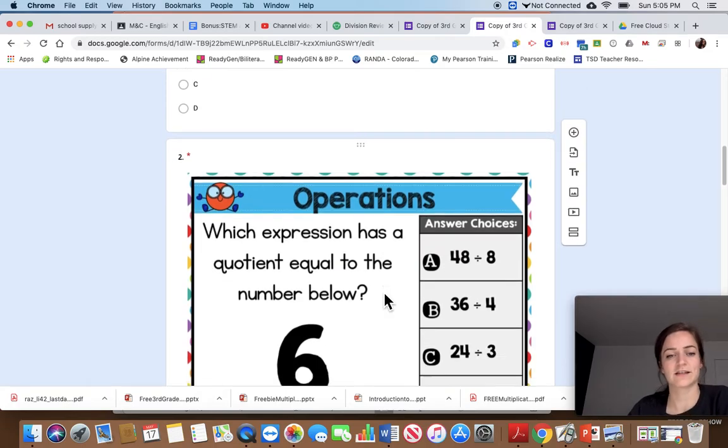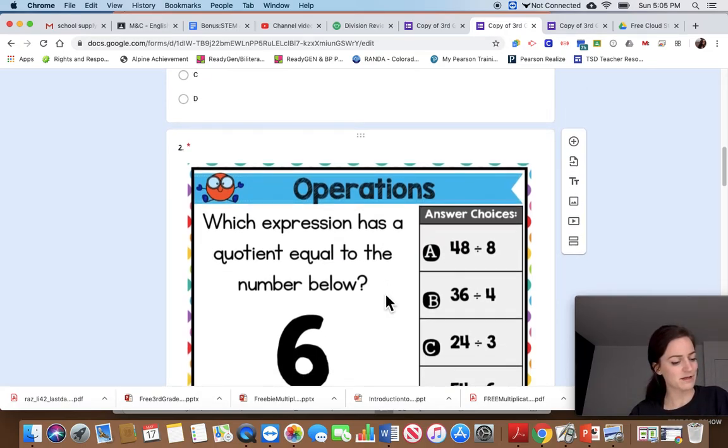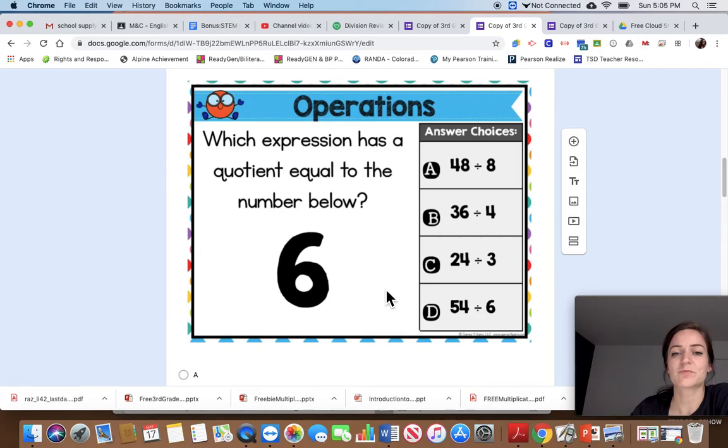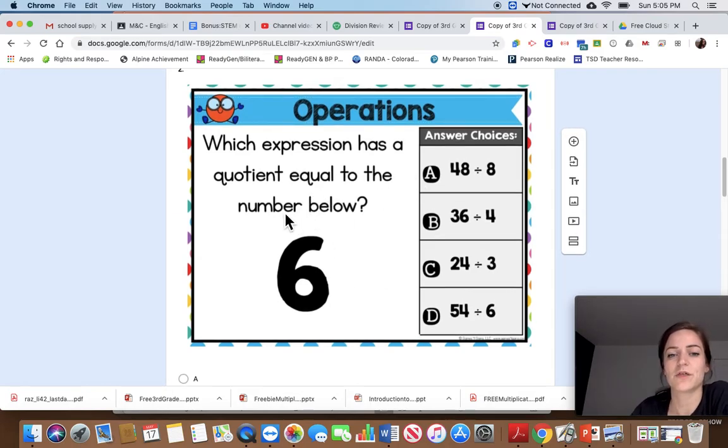Okay, let's look at the next one. Check how much time I have. Okay, we're only about halfway. Which expression has a quotient equal to the number below? So quotient is the answer when you're dividing. That was a long time ago that we talked about that. Which one of these equals 6? Go ahead and pause the video. Click play when you find your answer.